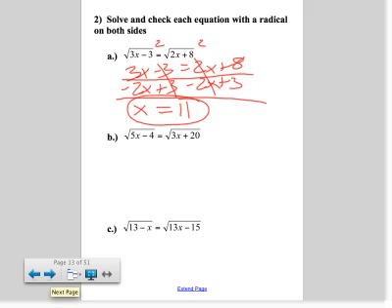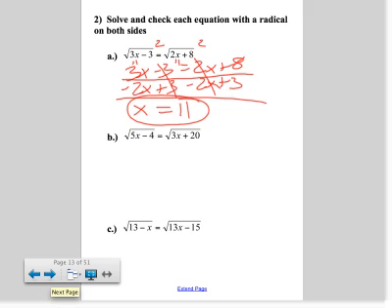Again, you'll want to plug that back in. On the left-hand side, when you plug 11 in for x, you get 33 minus 3, which is 30, so you have the square root of 30. Plug 11 in here, you get 2 times 11, which is 22, plus 8 is 30, so you have the square root of 30 equals the square root of 30. Should make sense. I'm going to let you guys do parts B and C on your own.